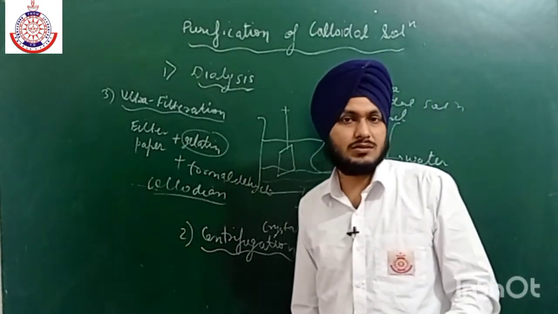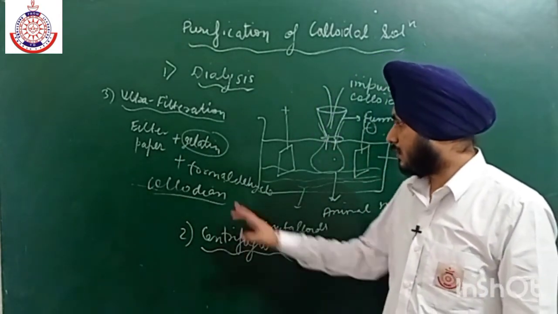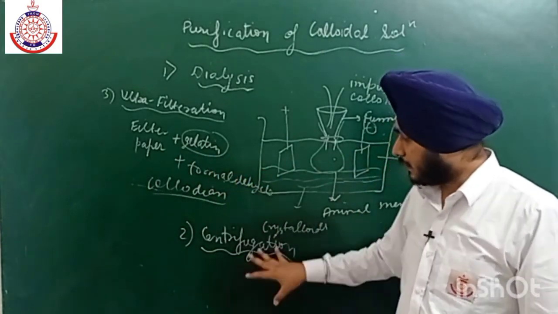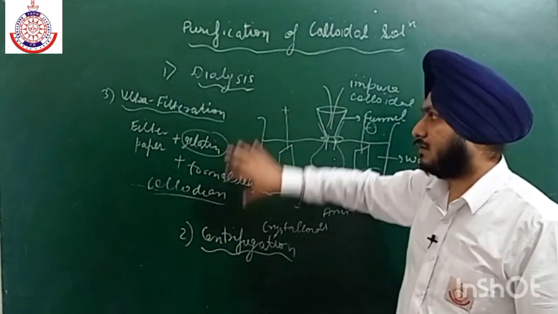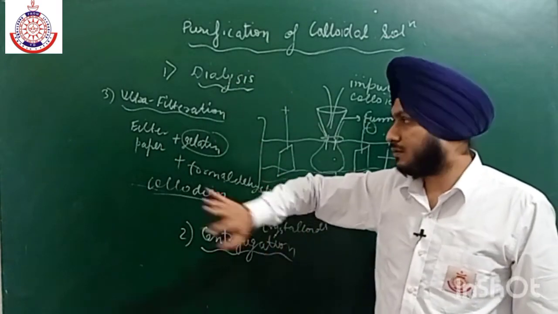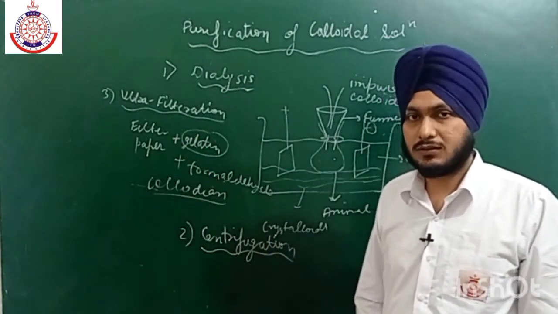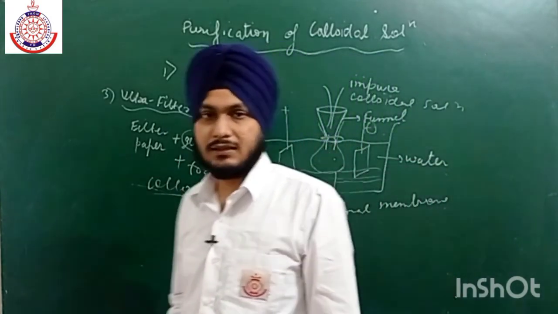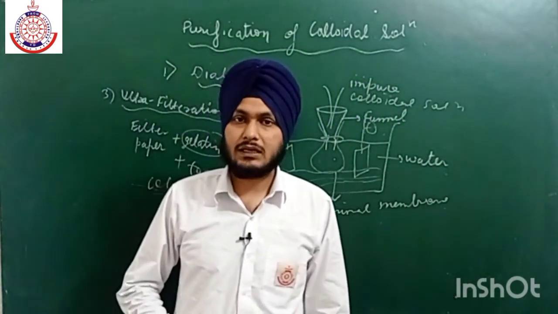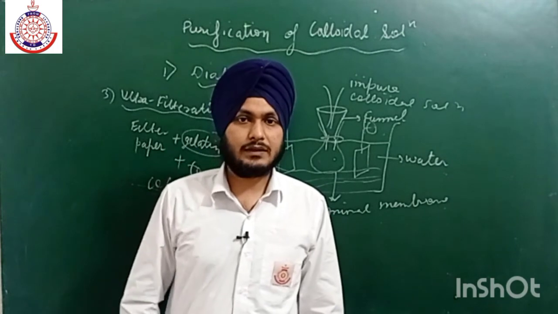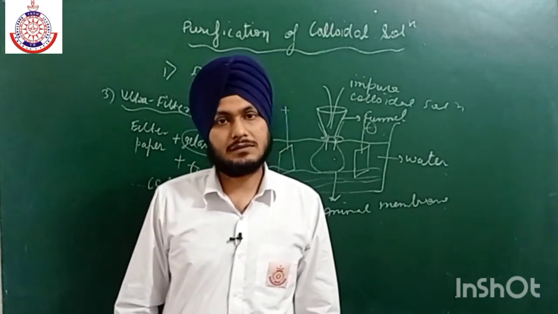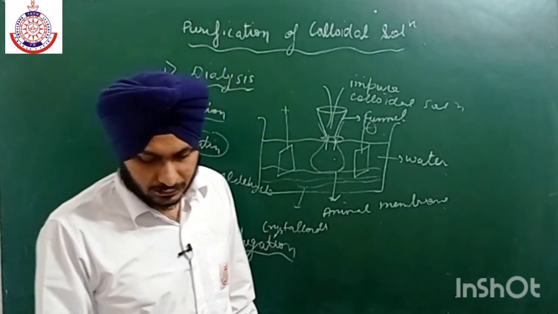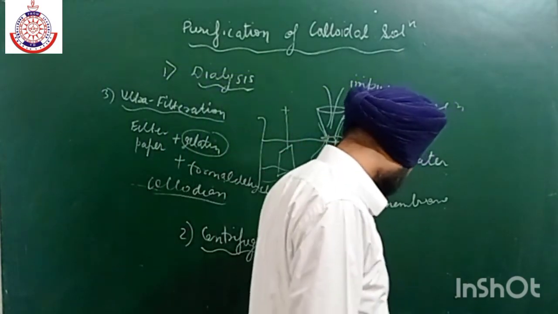There is no need to remember all these things. You just remember this: filter paper plus gelatin plus formaldehyde. Or you can just remember these two methods. These two methods are the most important. The third one is not so important. So remember these two methods. So these are the three methods to purify the colloidal solution. Let us move on to the properties of the colloidal solution.